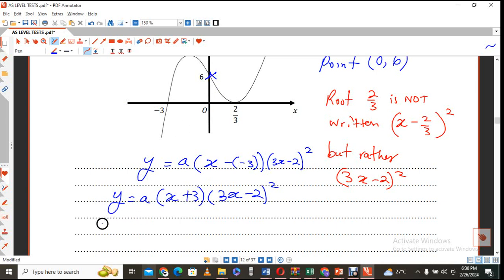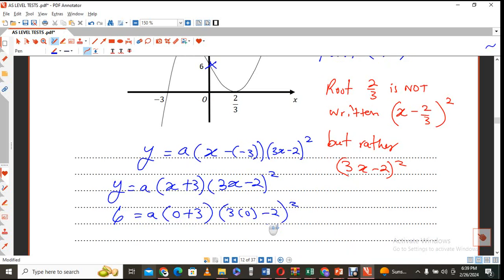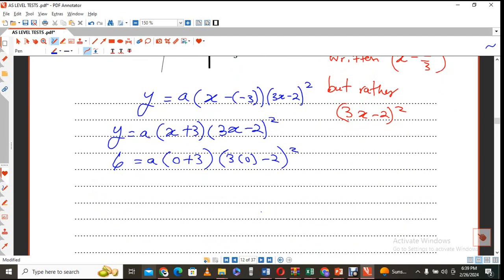So now we can go ahead and use that point, which is 0, 6. So x is 0, and of course y is 6. So that's 6 equals a, 0 plus 3, you have 3 times 0 minus 2 all squared. Okay, this is going to allow us to find the value of a.